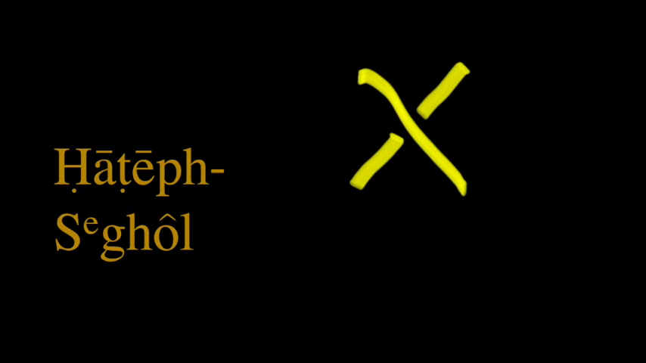The second of the composite Shewa sounds is chatef segol, and you'll remember that segol was the short e. And so we have our composite Shewa. There's the Shewa, and then you put the segol next to it, and you transliterate it with a superscript e, again with the hachek on the top. And that's chatef segol.